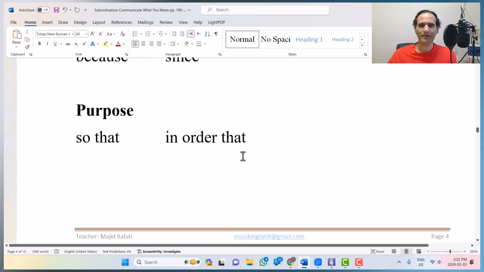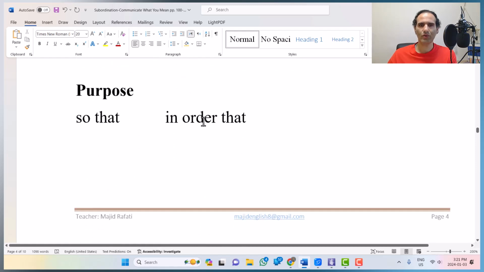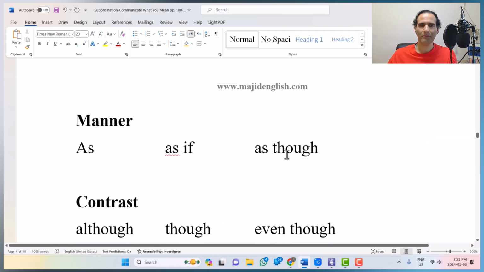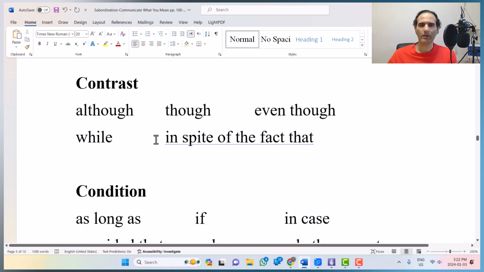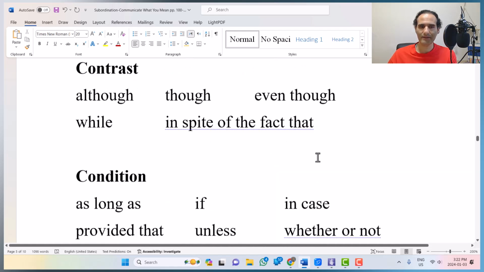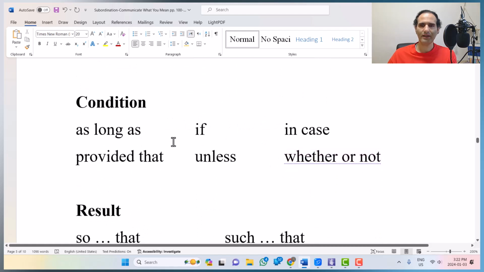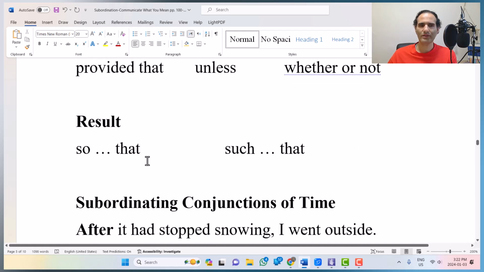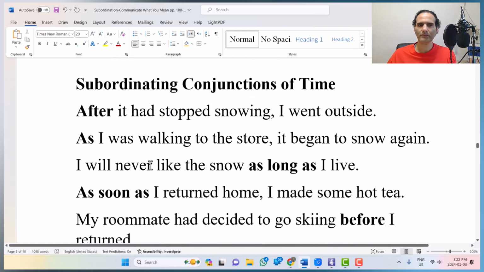Reason: because and since. Purpose: so that, in order that. Manner: as if, as though. Contrast: although, though, even though, while, and in spite of the fact that. Condition: as long as, if, in case, provided that, unless, whether or not. Result: so something that. This something can be an adjective, adverb, or a noun. Such: the same thing that.